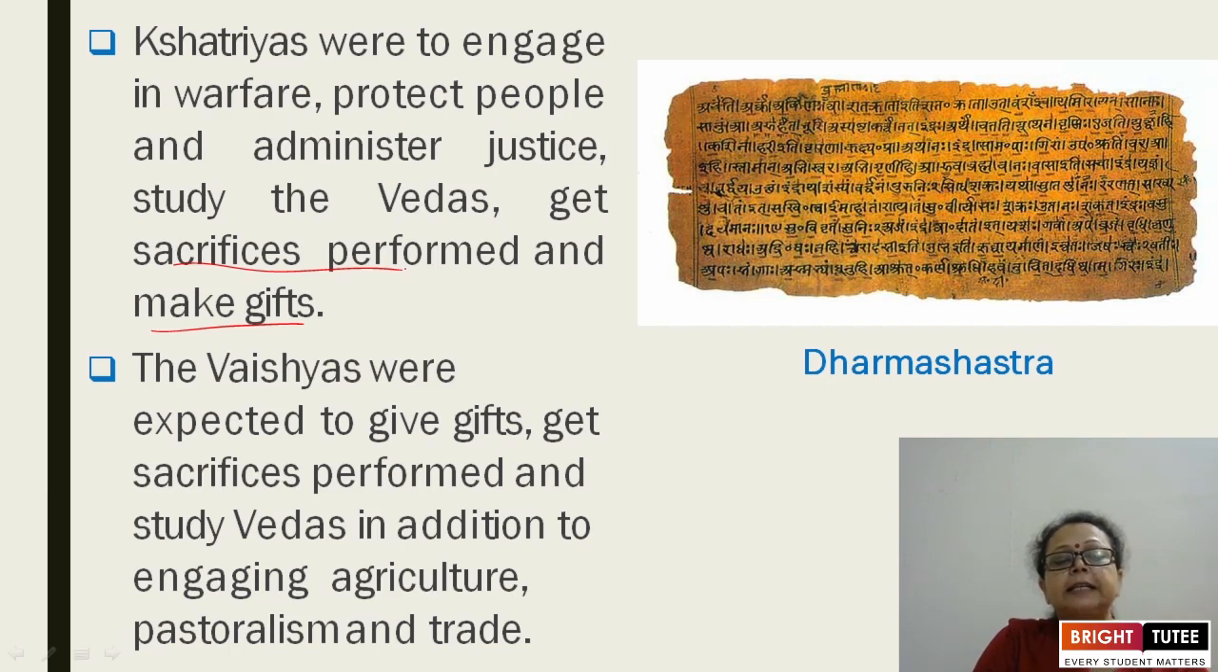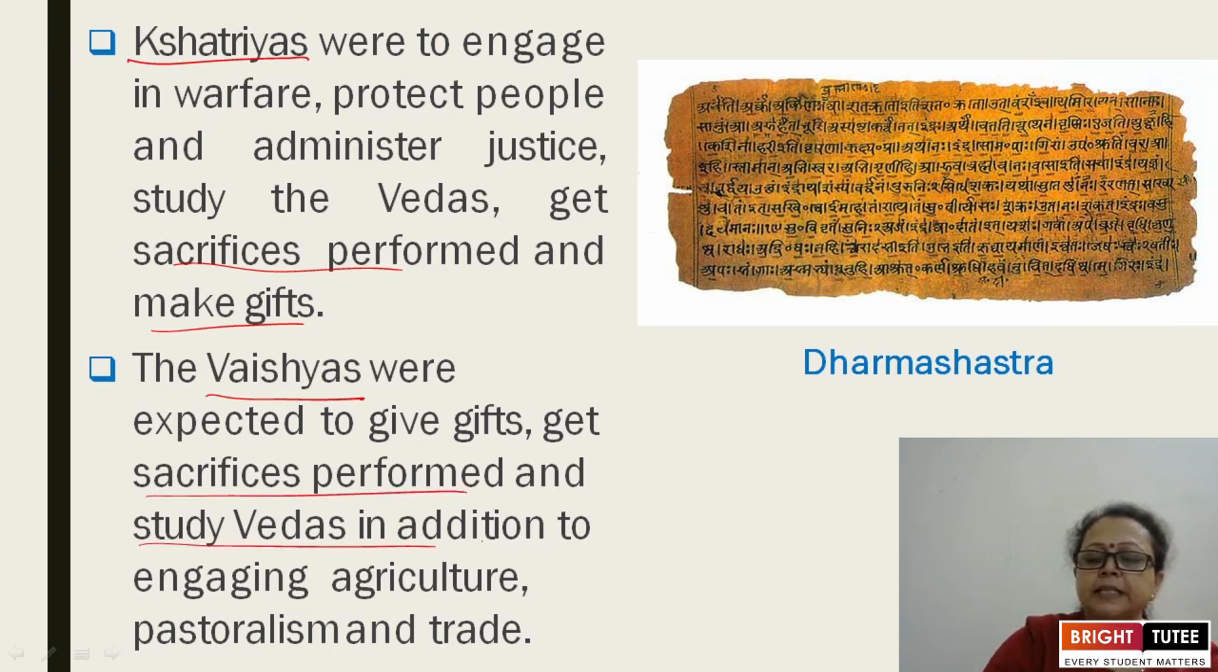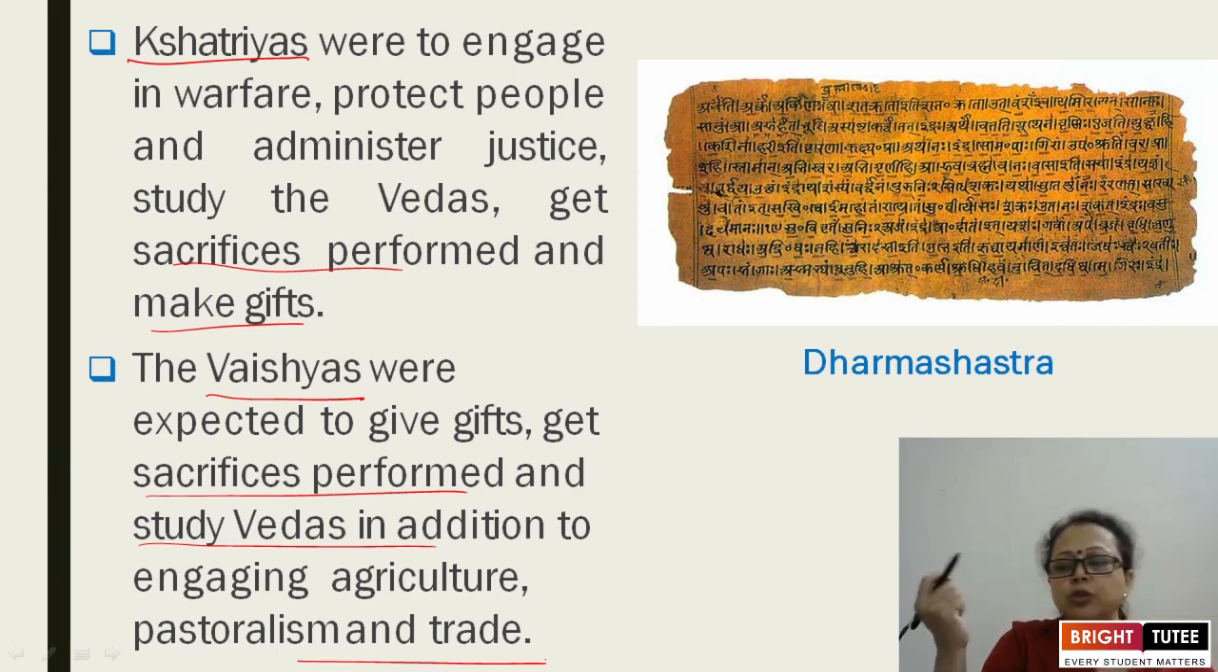Then the third category is the Vaishyas. The second is Kshatriyas, the third is Vaishyas. They were expected to give gifts, get sacrifices performed, and study the Vedas, in addition to engaging in agriculture, pastoralism and trade. Other than this, these are the entire work done by Vaishyas. So according to the Dharma Shastras, these are the first three orders of our society.